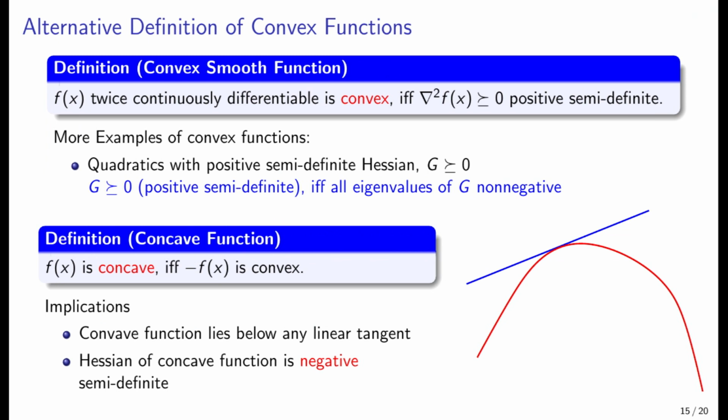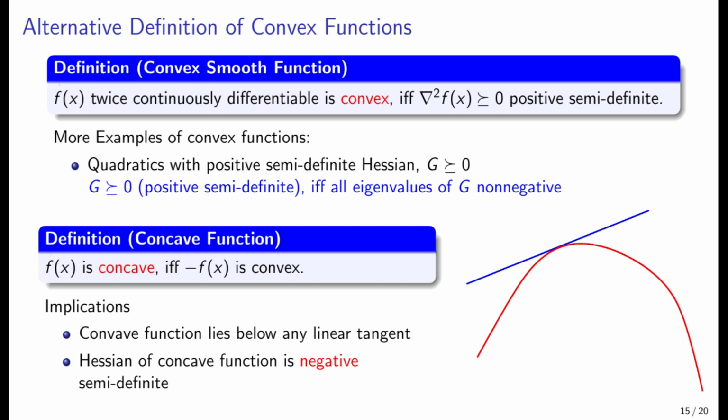And then you can go further. For a smooth function, if it's twice continuously differentiable, then a function is convex if its Hessian is positive semi-definite. Positive semi-definite here means that all eigenvalues are non-negative. So, for example, quadratics with a positive definite or positive semi-definite Hessian are convex functions.